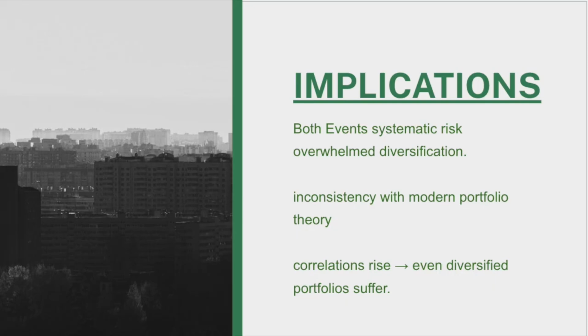The results from both the global financial crisis and COVID-19 periods clearly demonstrate that systematic risk can overwhelm the benefits of diversification. Despite holding a range of assets, all analyzed stocks experienced simultaneous spikes in volatility, indicating a rise in market-wide correlations. This challenges the assumptions of modern portfolio theory, which is built on the idea that asset correlations remain relatively stable and that diversification can effectively reduce risk.